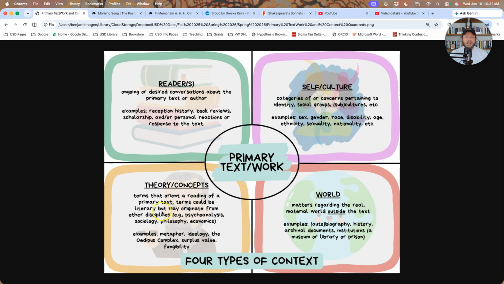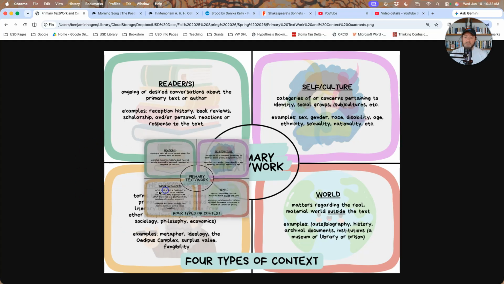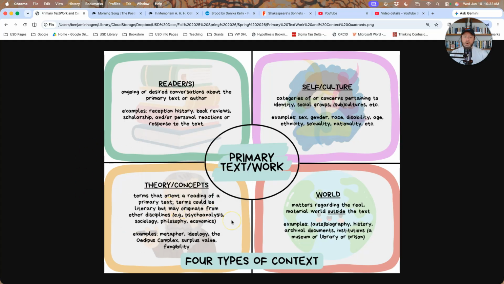In terms of theory and concepts, I do find that a lot of university courses on literary criticism maybe overemphasize and spend too much time here, introducing students to terms that could orient a reading of a primary text, and not spending really enough time on some of these other concerns. Although, of course, some of those theories and contexts do ask questions about what a reader is, and also theorize some of these concepts in the top right of your screen.